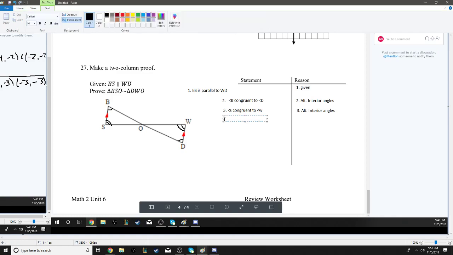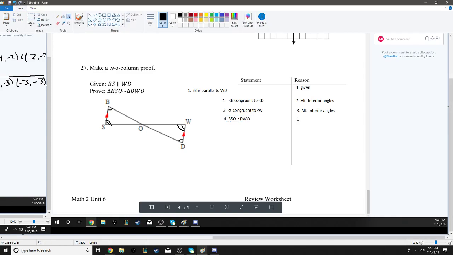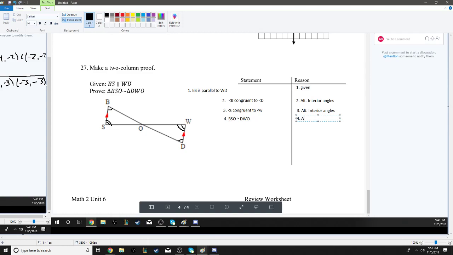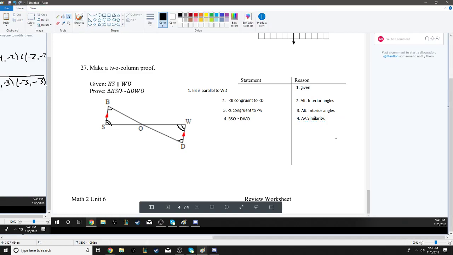We're trying to prove that they're similar, so we have triangle BSO is similar to triangle DWO, and the reason that we know that is by the angle-angle similarity. Right? And there's your proof.